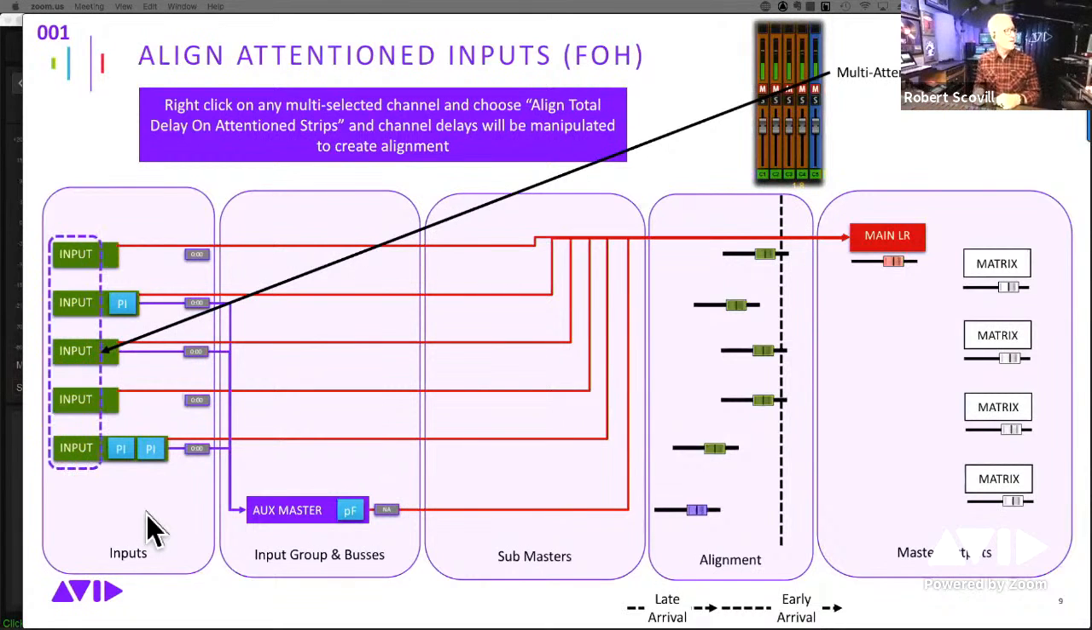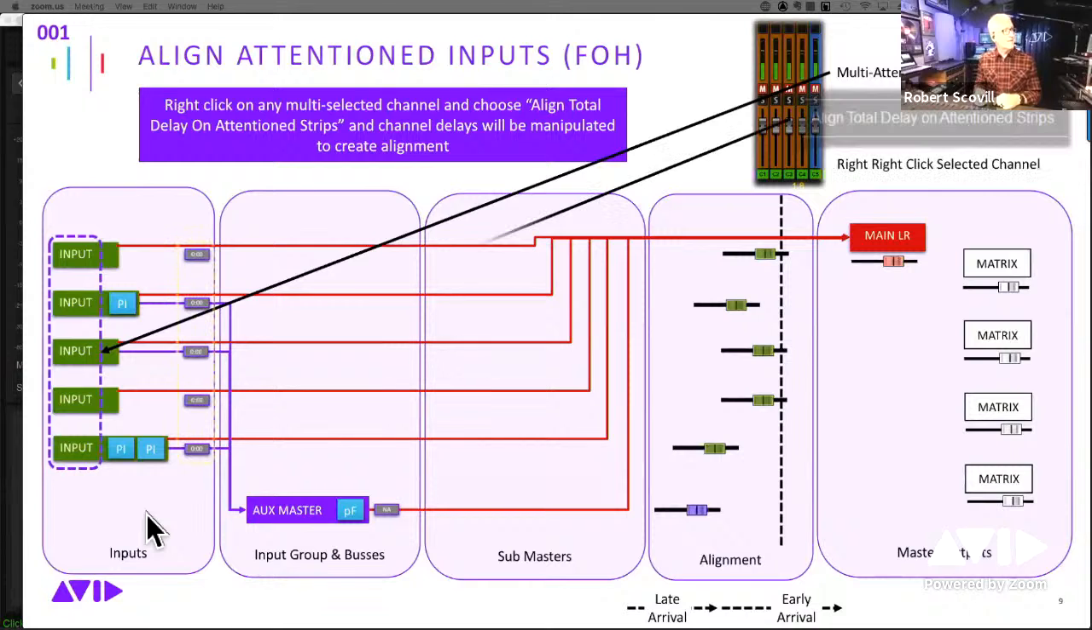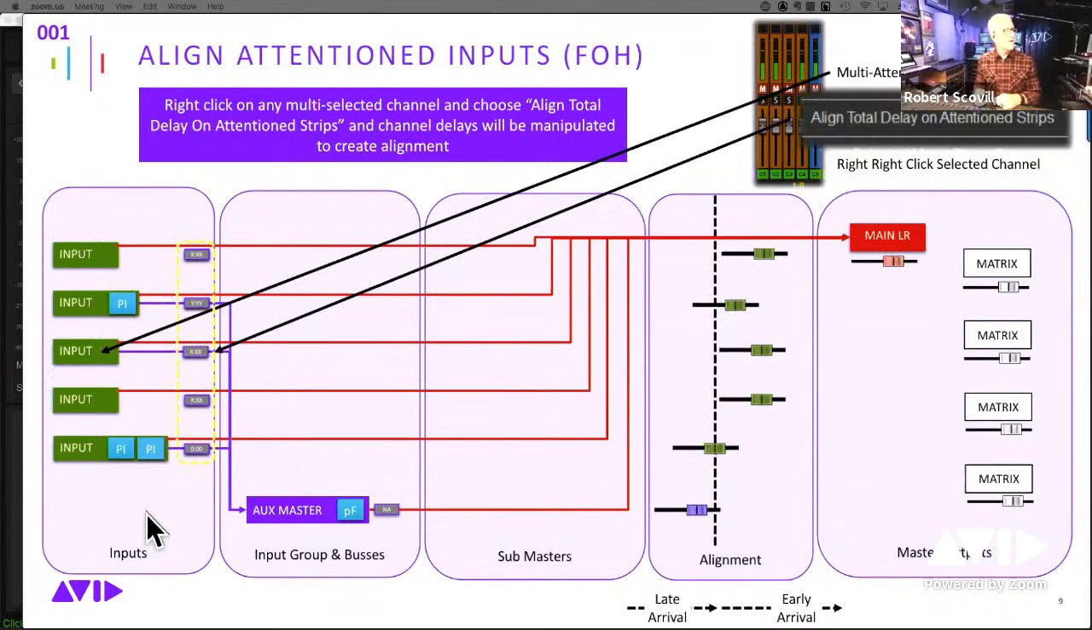impact, right? And then you're going to right-click on any one of the channels, and you're going to say align total delay on selected strips, right? So this is just a set of inputs. Keep in mind, you would not want to do the aux master here because, for one thing, you couldn't multi-select inputs and an aux master, so there is that.